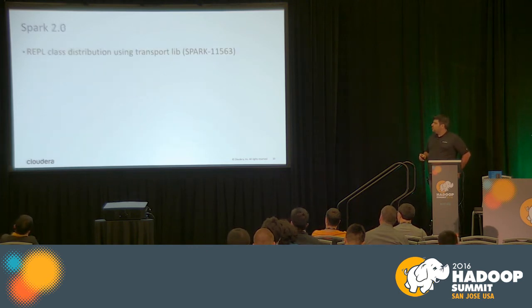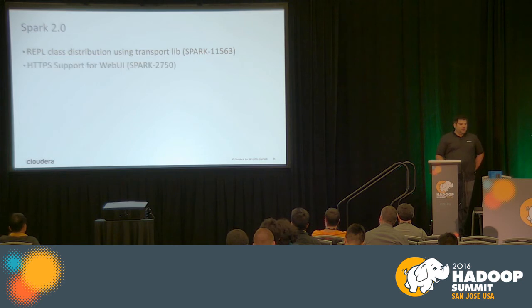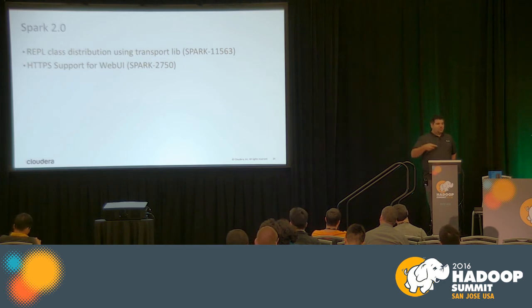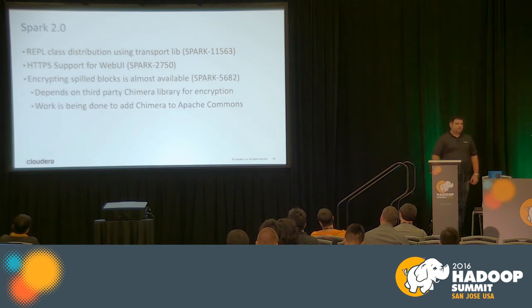In 2.0, the REPL, so the class distribution, is also going to be using the same transport library, which will be with SASL. HTTPS support will be added to the WebUI. Again, you have the certificate distribution issue because the WebUI could be running anywhere on the driver. The driver could be running anywhere on the cluster, so you have to have all your certificates distributed out.